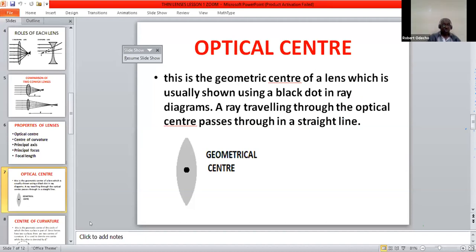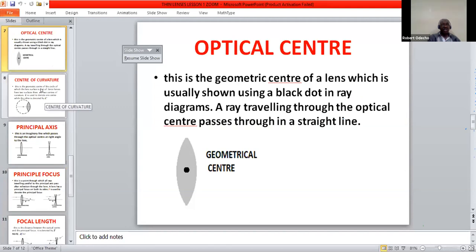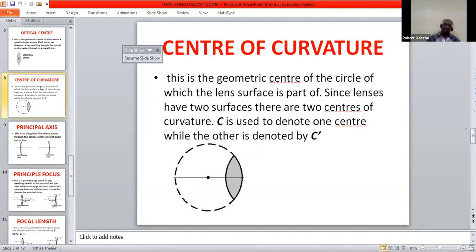Right. We go to the second one. Center of curvature. Any question? Who has a question? You can ask. Ask a question. I'm giving you 10 seconds. No question. Center of curvature.